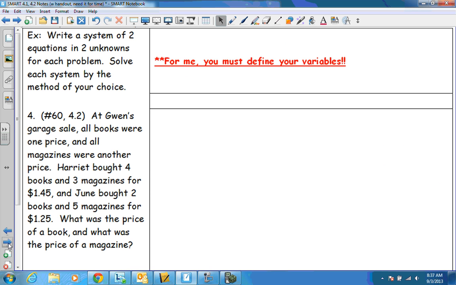Now we have, I think, 2 word problems and then we're done. No, they're not bad. It goes for us, all books for one price and all magazines for another price. Harriet bought 4 books and 3 magazines for $1.45. And June bought 2 books and 5 magazines for $1.25. What was the price of a book and what was the price of a magazine? Awesome.